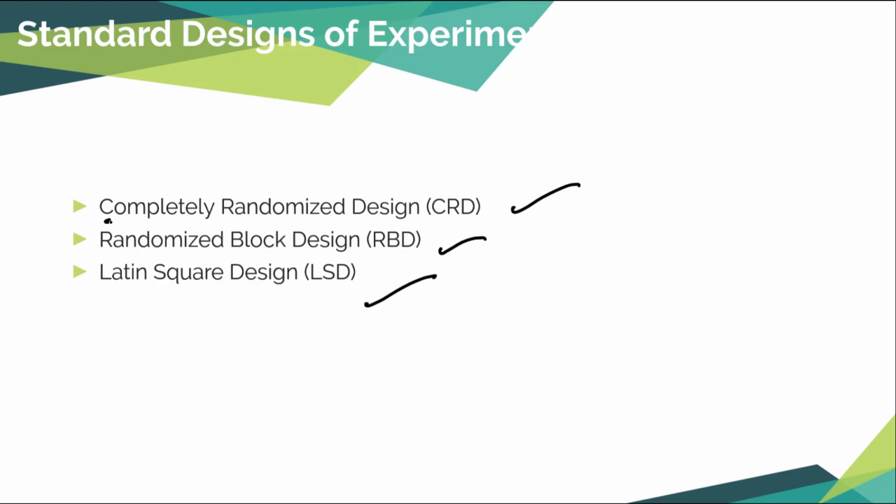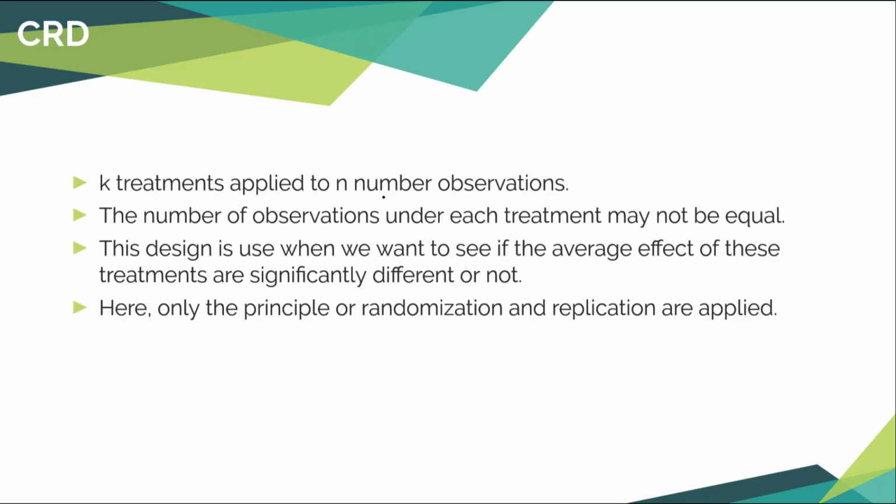The very first is completely randomized design. It is the most simple way of comparing treatments, right? So what is CRD? Completely randomized design, in short CRD. Suppose you have k treatments applied to n number of observations, right? So you just have treatments and you want to apply them to a group of people or group of individuals or group of items. So if you want to be very simple, you can apply CRD, right?